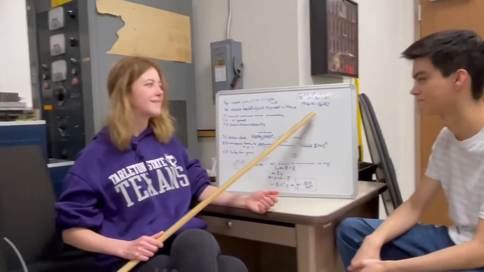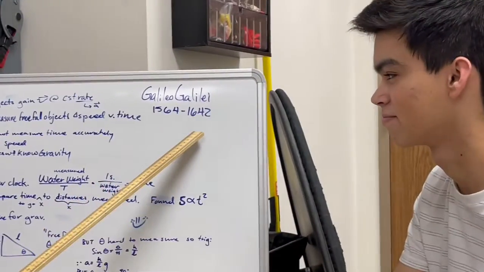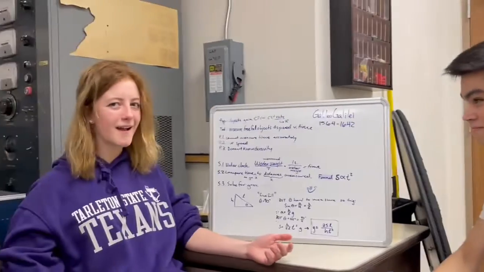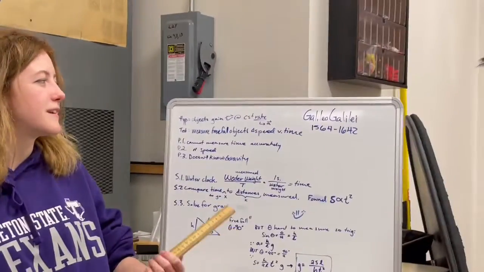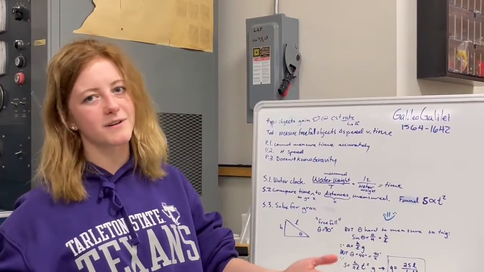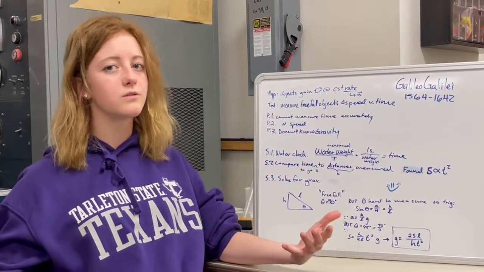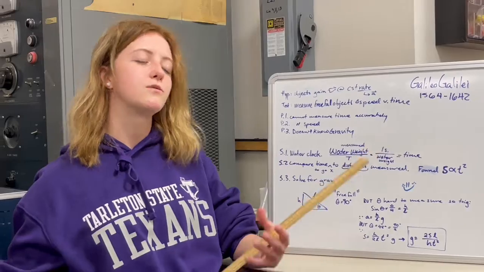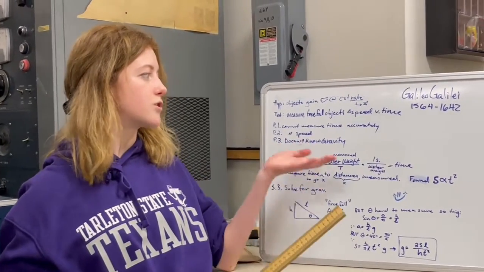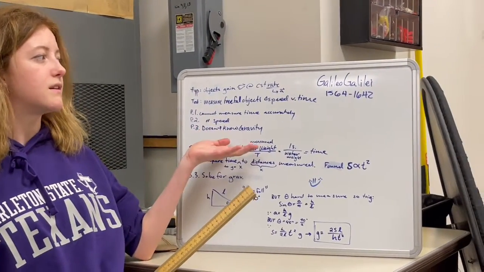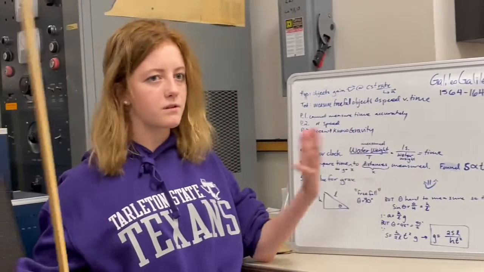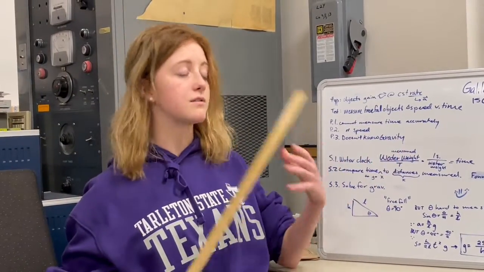Galileo Galilei, 1564 to 1642. He had a hypothesis that objects would gain speed at a constant rate. What that means is they would increase velocity at a constant acceleration, which we know to be true, but he didn't. So in order to test that, he wanted to measure a free-falling object's speed over time. So the change in speed over time, which we know as acceleration.